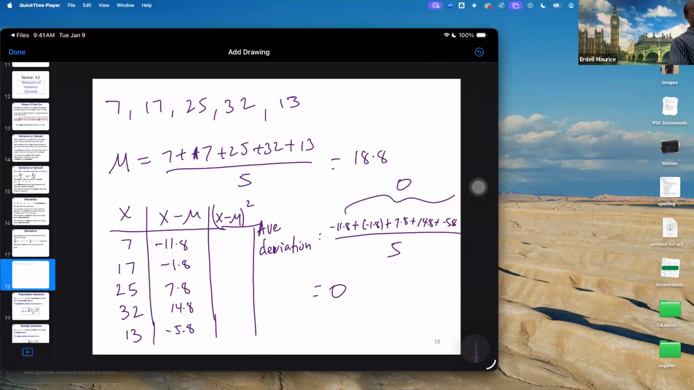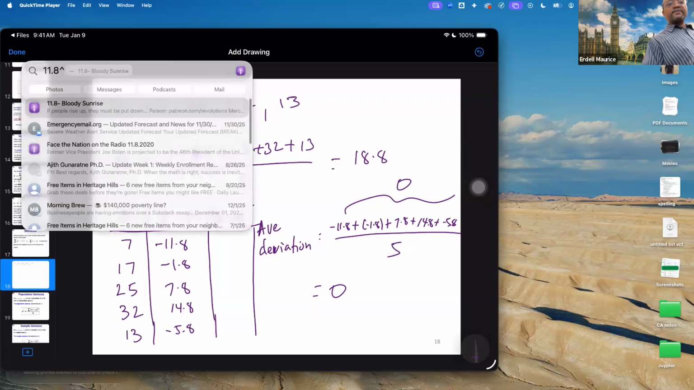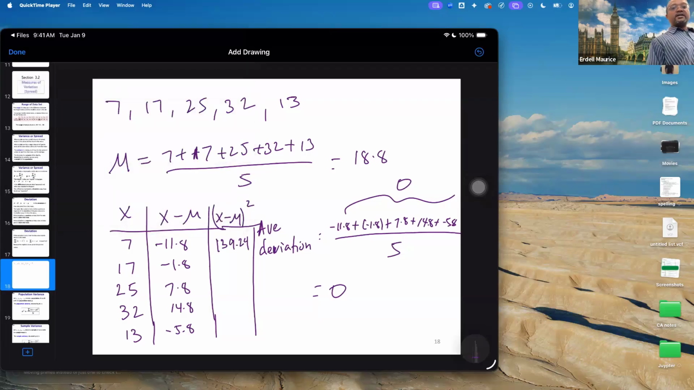What's negative 11.8 squared? I can leave the minus sign off because I know it's going to go away. It's 139.24. Go ahead and find the remaining 4 squared deviations, as it were.